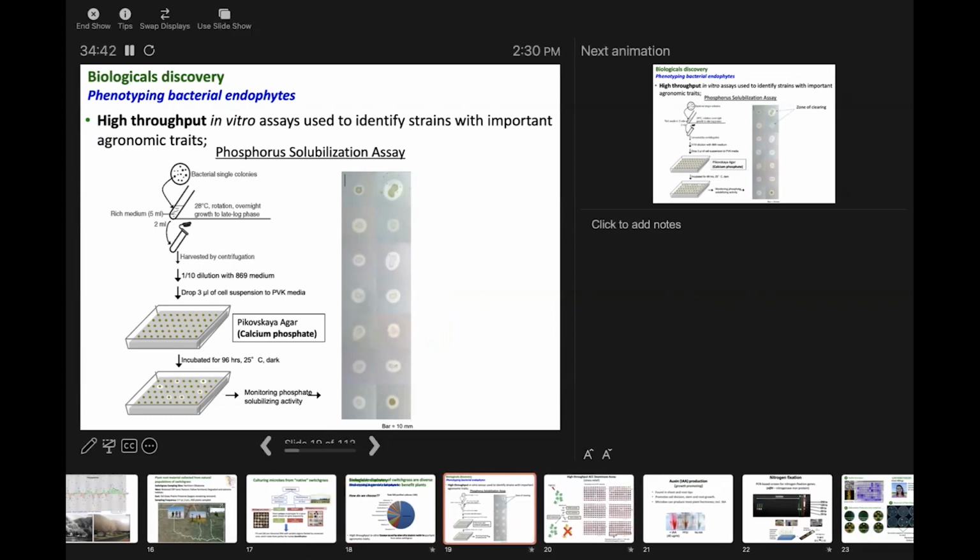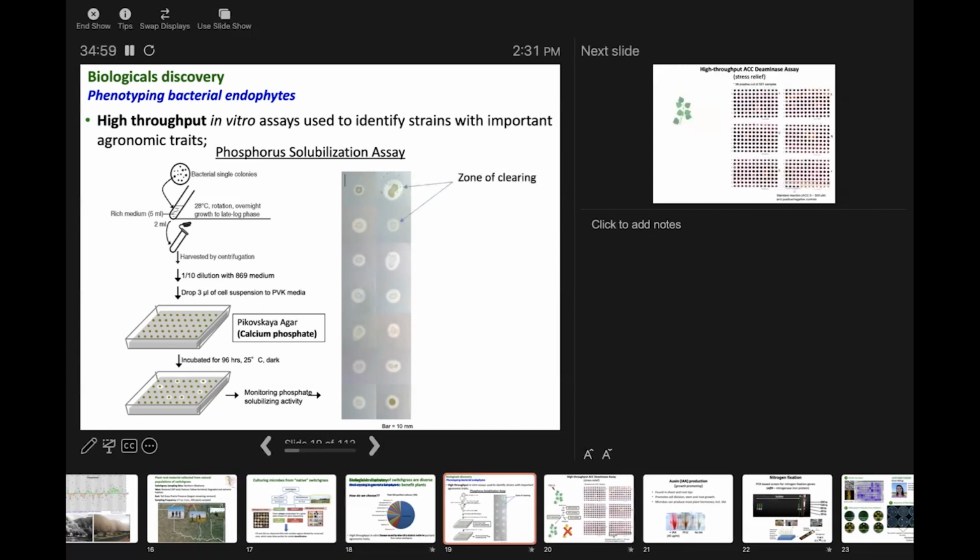Now, if any of that phosphorus in the media is solubilized, made available, there's a halo that grows around the microbe where it's solubilized all the phosphorus right around its colony, like this. See that zone of clearing?